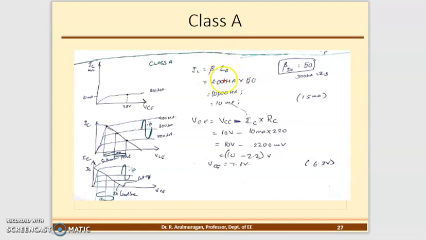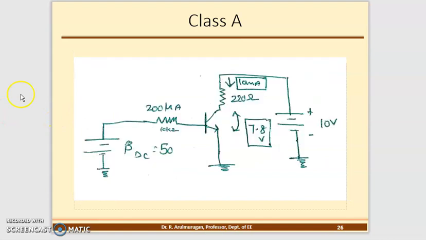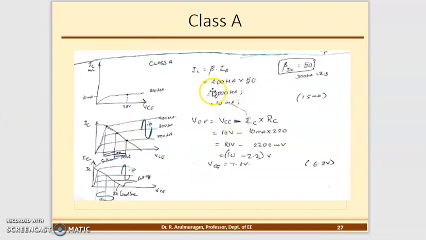What base current are you going to apply? 200 microamps is applied, and the beta is 50. The gain is 50. Then you multiply, which gives 10,000 microamps or 10 milliamperes, and you substitute this IC into the VCE equation.